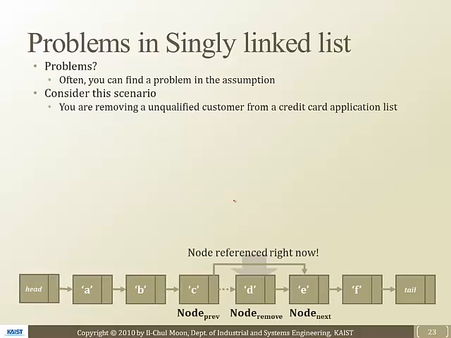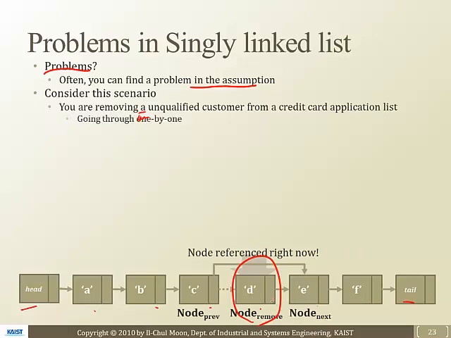So there are problems with this simple singly linked list, so people make a variant of this. Problems are often found in the assumption. Consider this scenario. You are removing an unqualified customer from a credit card application list. So here, in this case, it's the record D. And the list starts from the head to tail, right? A, B, C, D, E, F originally, and we want to remove D. And then what happens next is this.